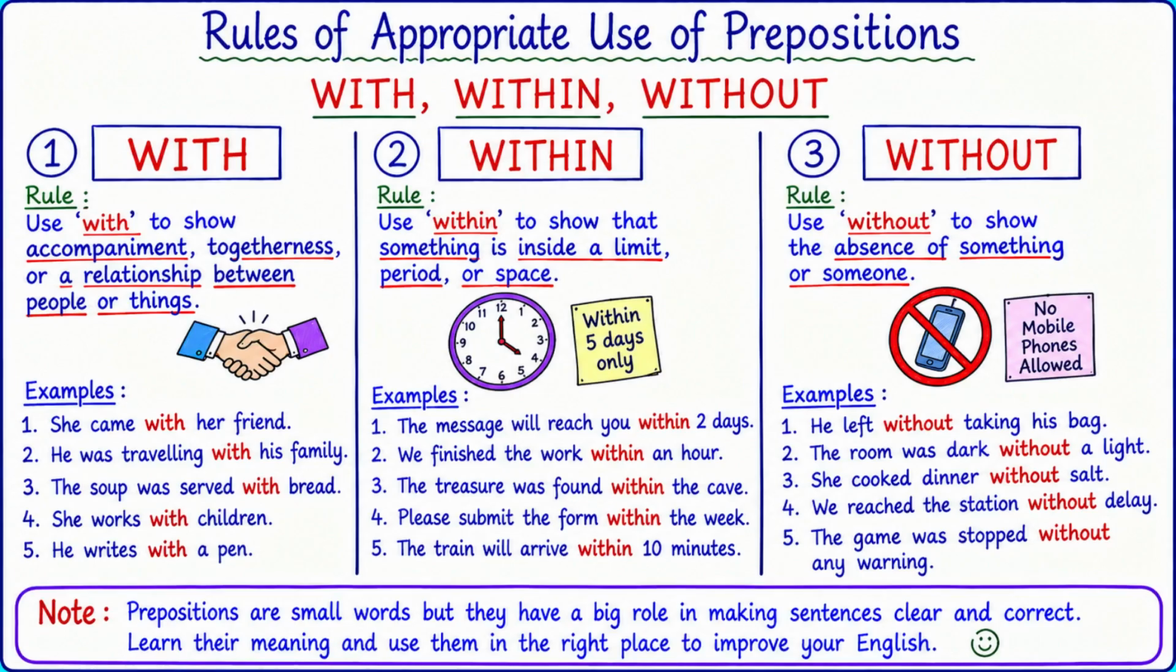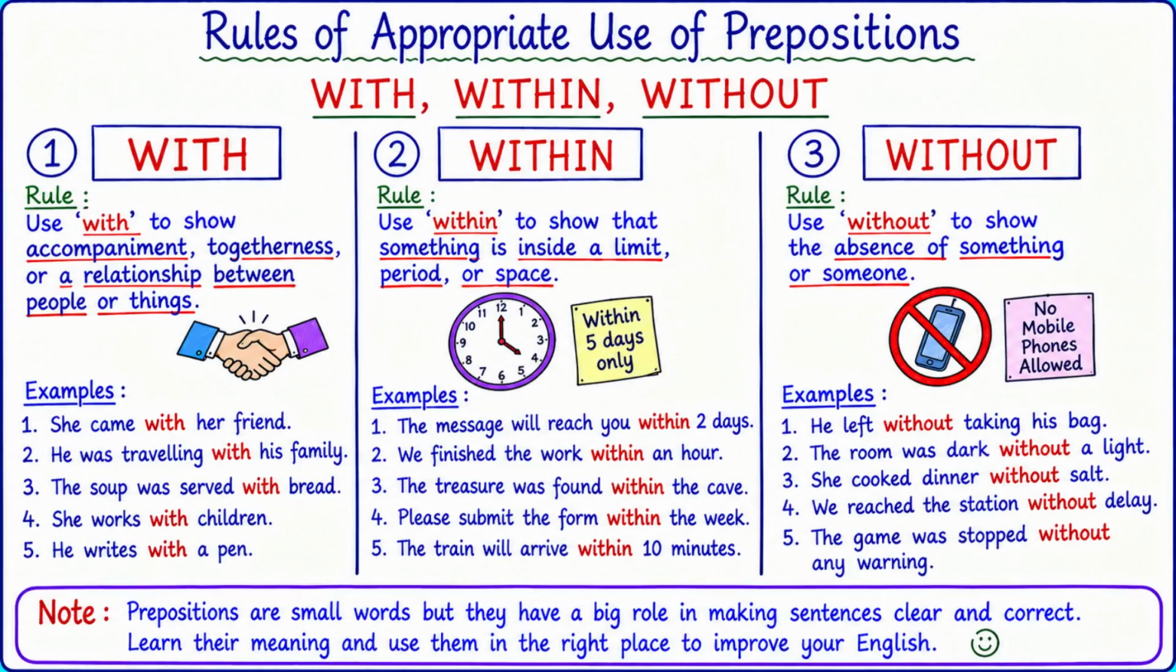Example 1. She came with her friend. Here, with shows companionship. She came together with her friend. Example 2. He was traveling with his family. Here, with shows the people accompanying him. Example 3. The soup was served with bread. Here, with shows something that accompanies another thing.